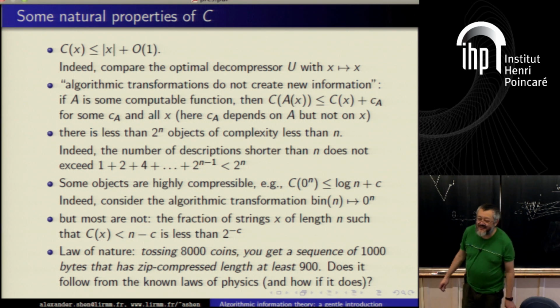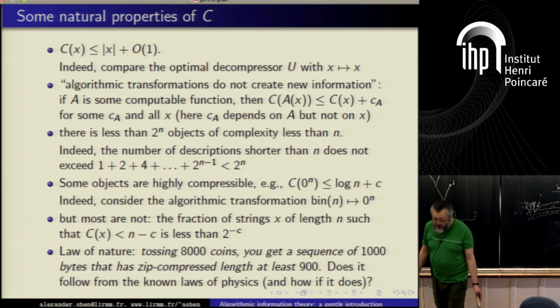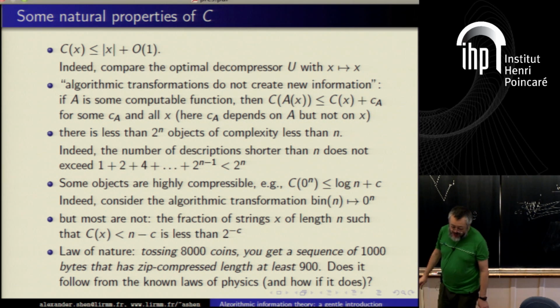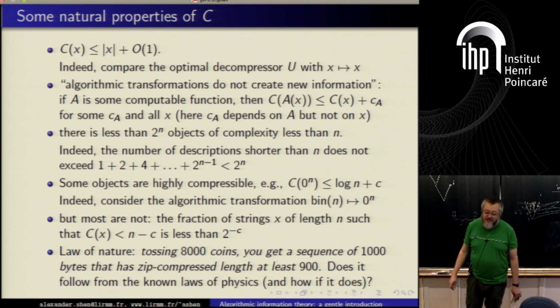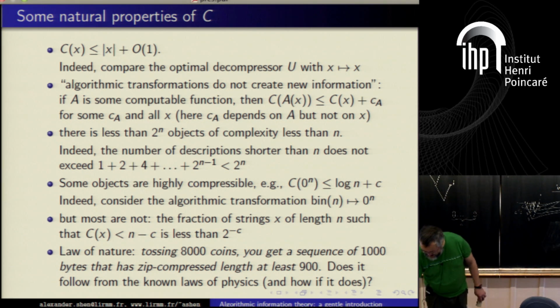So you get a sequence of 1,000 bytes, and the law says that its compressed length is at least 900. So the bad event, that it is highly compressible, does not happen, and I can make bets on it like a law of nature. But the question is whether it's a consequence of some other law of nature, or an independent law of nature, or what. I think philosophers could say a lot about this.